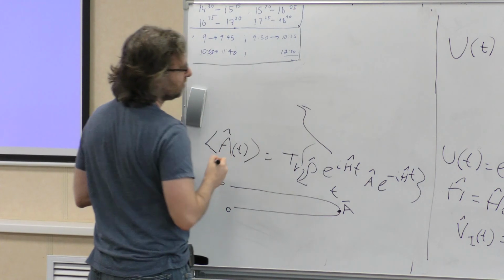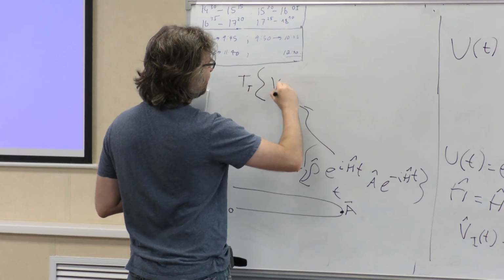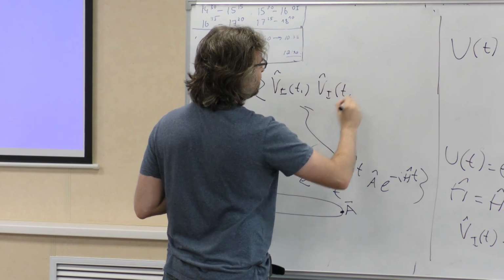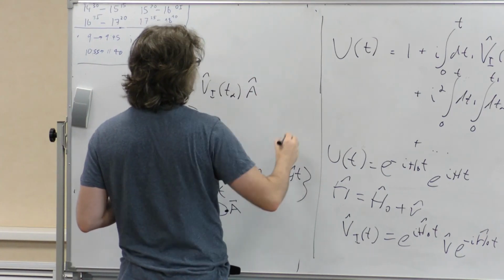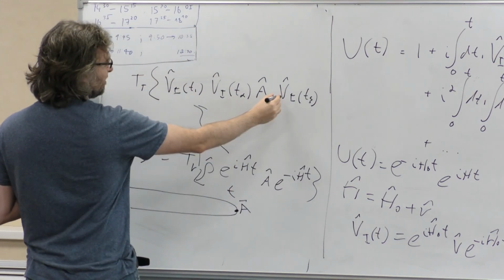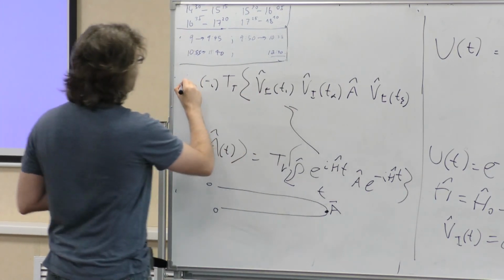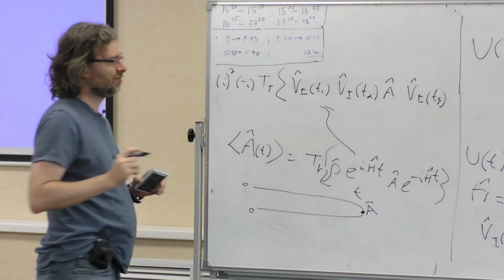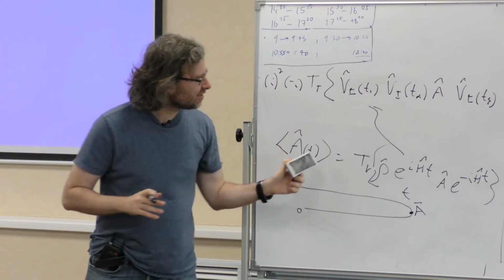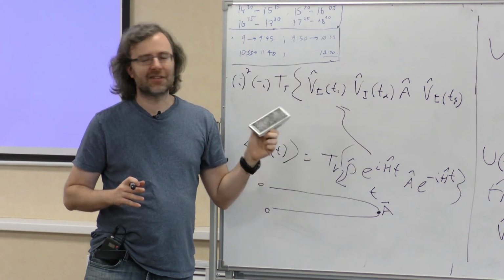So a generic term is going to have a trace, and I'm going to have vi of time 1, vi of time 2. I have an a here, then I have another vi of time 3. Okay, this one came with a minus i. These two came with a plus i. So I have to keep track of the number of i's and which direction each one of these came from. And then all of these time indices get integrated over.